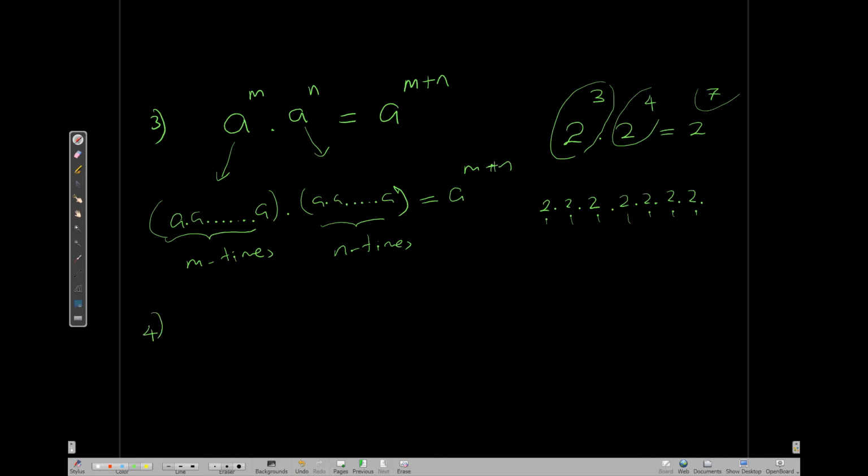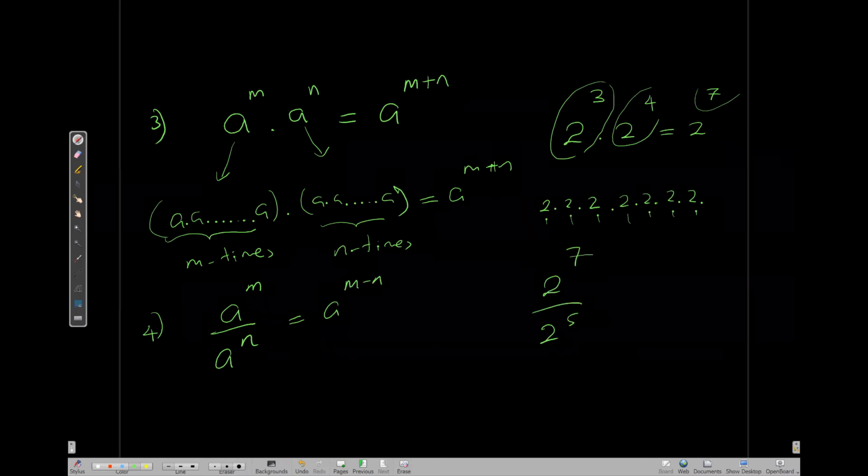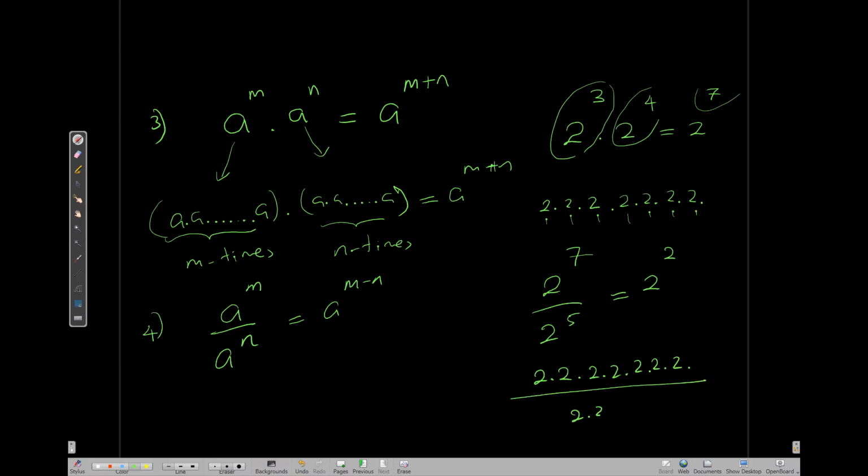And the next property, well, division, you can guess. This is going to be a to the m minus n. Now let's take an example and understand it. 2 to the 7 divided by 2 to the 5. What do you think? Well, 2 to the 2, right? Because 7 minus 5 is 2. But what's happening is, explanation, I have 7 of them, 2, 2, 2, 2, 2, 5, 6, 7. Divide by 5 of them, 2, 2, 2, 2. So 5 will cancel. And 2 remains. That is the explanation.